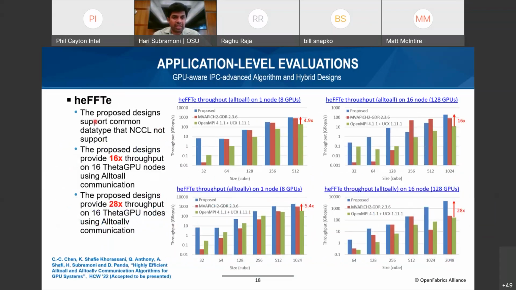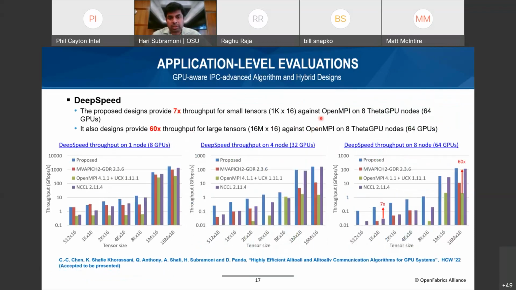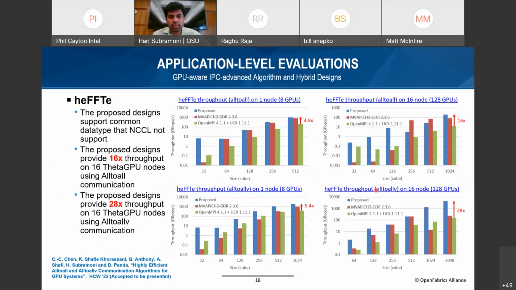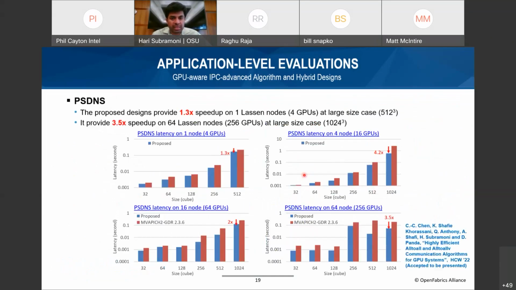We also ran the HeFFTe application on multiple sizes, 1 node and 16 nodes using all-to-all, and 1 node and 16 nodes using all-to-allv. As we can see, the proposed solutions are able to beat the state-of-the-art implementations by a significant margin. We couldn't directly use NCCL here, basically because this is an MPI-based application. In the previous slide, because it was built on top of PyTorch, we could use NCCL as a direct communication substrate.